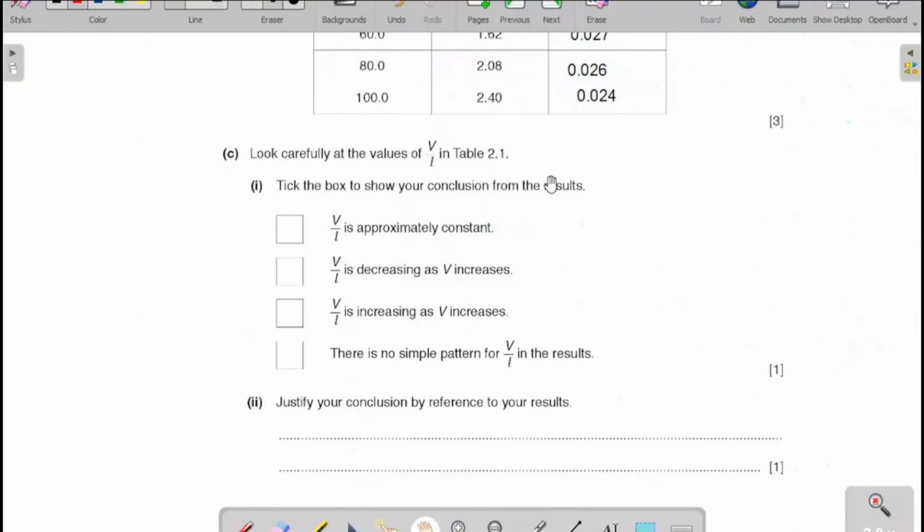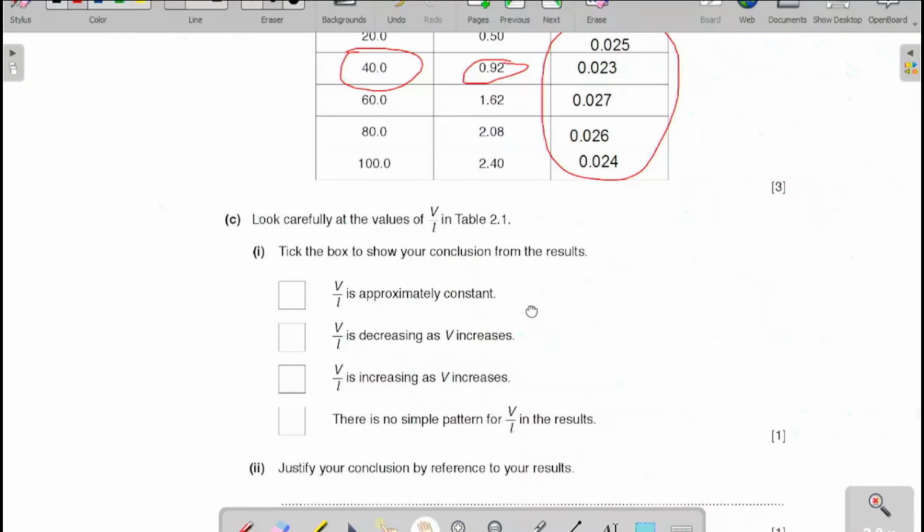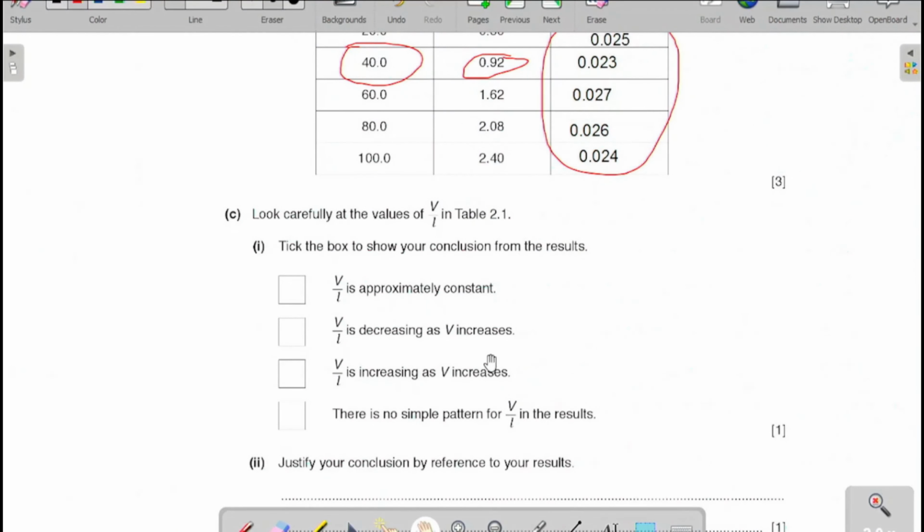Now, look at this table. Tick the box to show your conclusions from the result. V over L is approximately constant. Let's see: 0.025, 0.023, 0.027, 0.026, 0.024. If you look at all these values, they are just between 0.024 and 0.026. So they are approximately constant. But let's check the other reason. V over L is decreasing as V increases. No, there is no simple pattern. So we tick box 1.